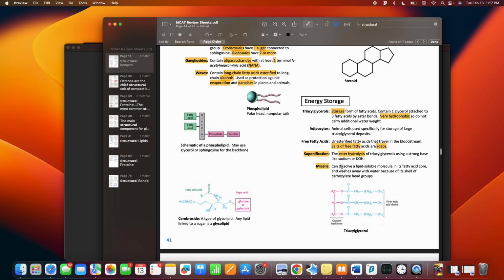A micelle can dissolve a lipid-soluble molecule in its fatty acid core and washes away with water because of its shell of carboxylate head groups.